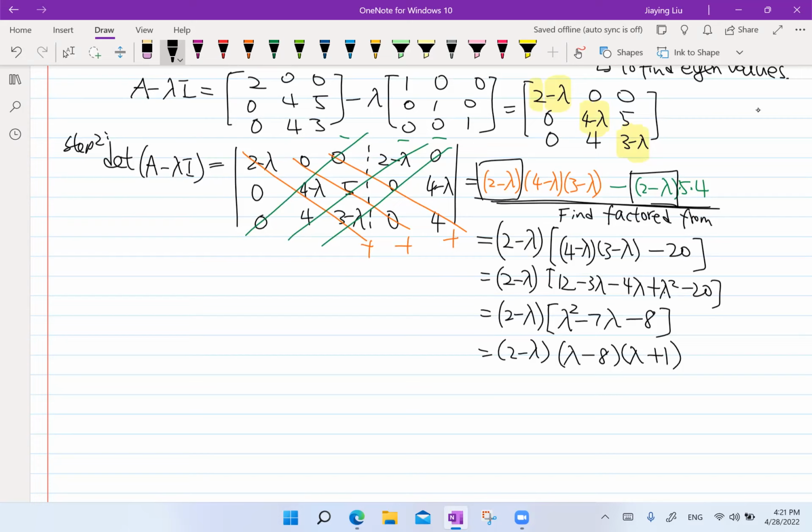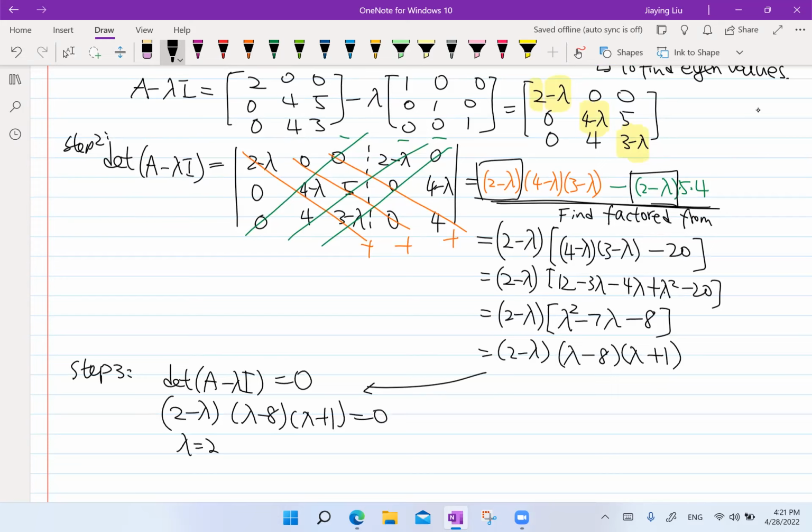That's good, because at this point, if I set it equal to 0, I should have something really nice for lambda values. So from here, step 3, we're going to set the determinant of A minus lambda I equals 0. So that means this part is going to be equal to 0: 2 minus lambda, lambda minus 8, lambda plus 1 equals 0. So therefore we have lambda equals 2, I'm going to call that lambda 1. Lambda equals 8, I'm going to call that lambda 2. And then lambda equals -1, that's lambda 3. So those are the eigenvalues. Any questions about finding eigenvalues at this point?